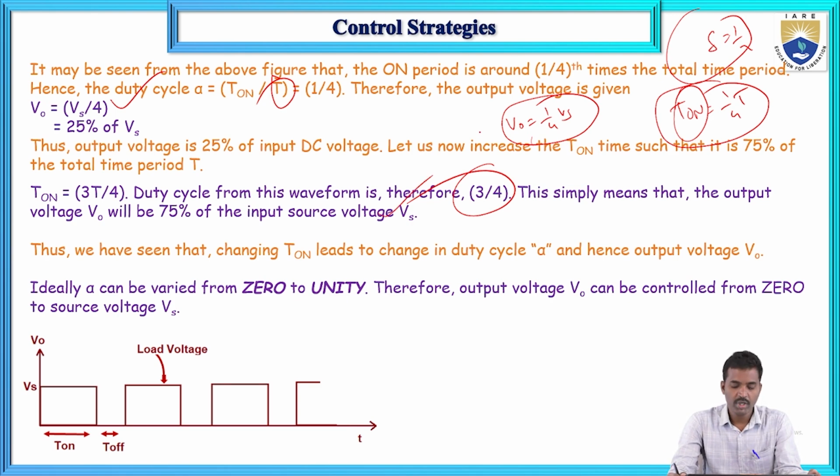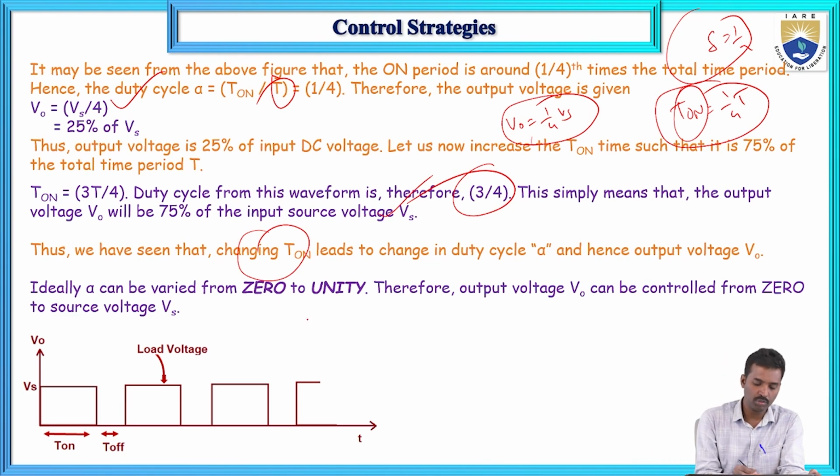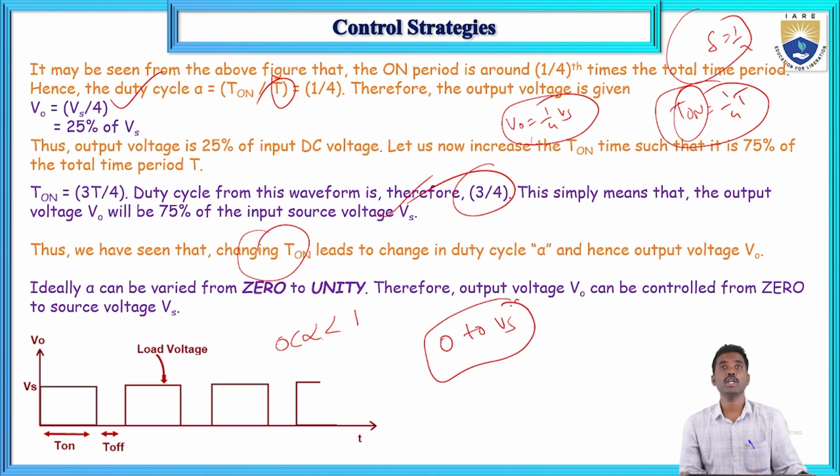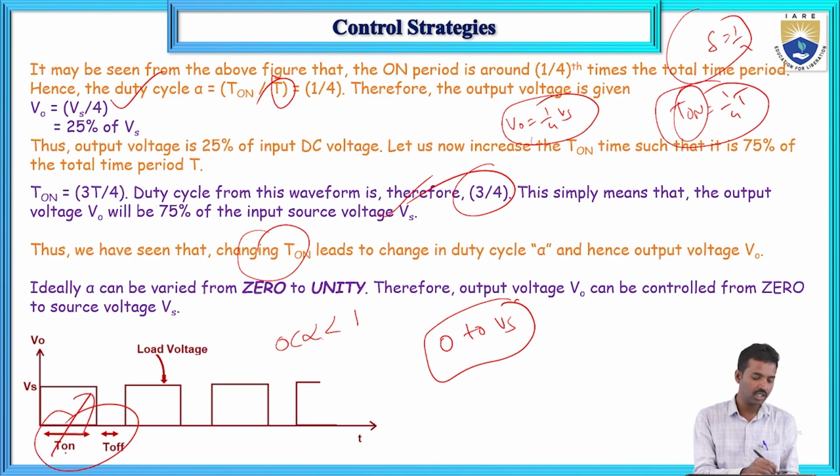So here by changing the alpha, because of this T on only, if you increase the T on, the output voltage will increase. Now here alpha value is always from 0 to 1, or the delta value. So the output voltage can change from 0 to the supply voltage depending upon the alpha, depending upon the T on, in the case of the pulse width modulation technique, meaning constant frequency. This is fixed, but T on is changing.